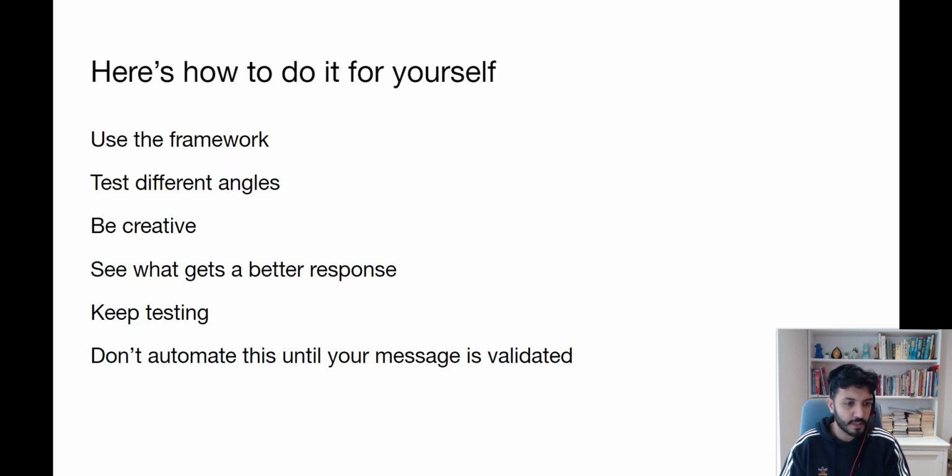Here's how to do it for yourself: you use the framework. You don't just copy word for word what I've given you. You have to be creative and use the framework as inspiration to formulate something yourself. You test different angles. Now that you're an alchemist, you have to test different potions to figure out where those potions lead and what results they get. It's not just about copying word for word. You have to be creative here. You test what gets a better response. You keep testing further messages, further responses, further feedback.